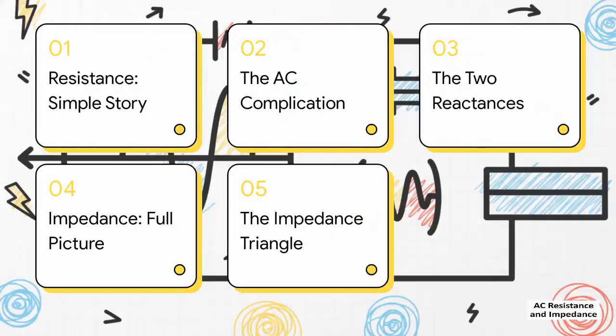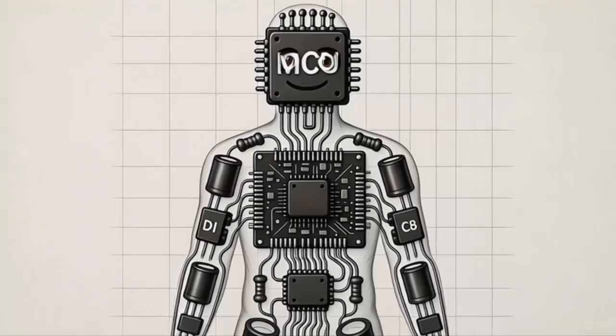All right, so here's our game plan. We'll start with the simple story of resistance, the stuff we all know. Then we'll see how AC just messes everything up. We'll meet two new players called reactances, and then we'll put it all together to get the full picture with impedance. And finally, we'll draw it all out with the impedance triangle.